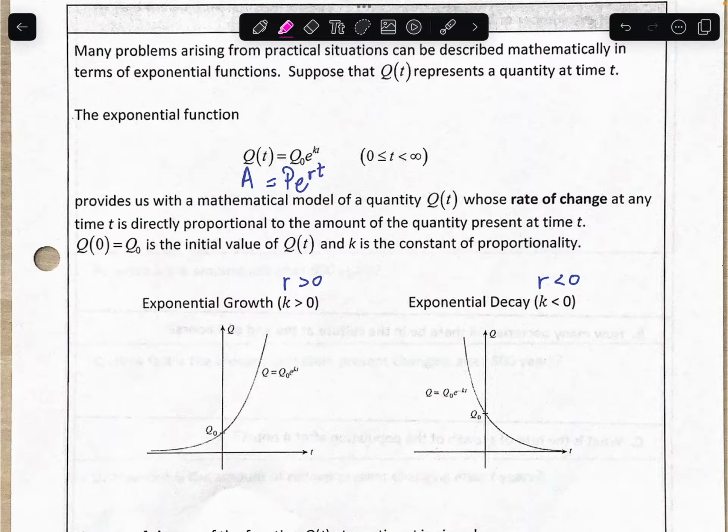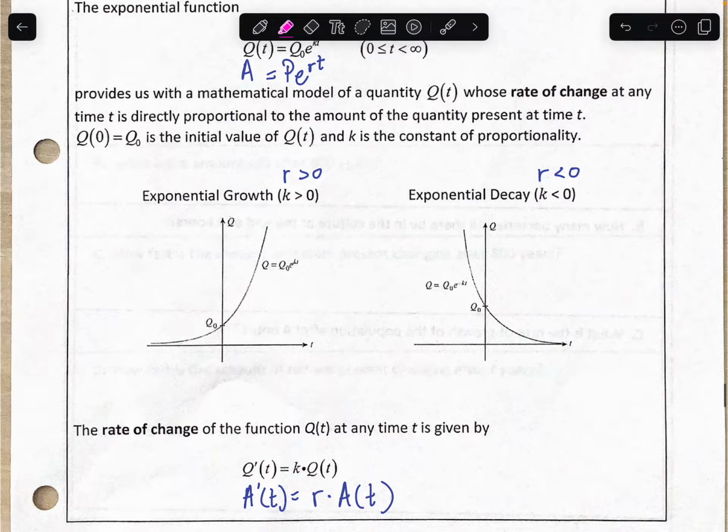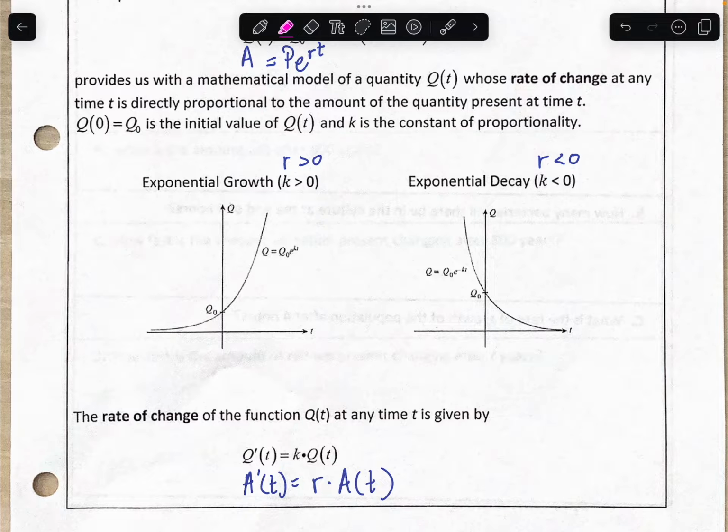Okay, so if your R value is positive, it's going to be a growth. If your R value is negative, it's going to be a decay. We have a rate of change of this APERT function, and there's a little shortcut that we're going to use in these notes. It's going to be A prime equals R times A. So the rate of change of APERT is equal to the rate times the A function. So you'll see me referencing that when we talk about rate of change.